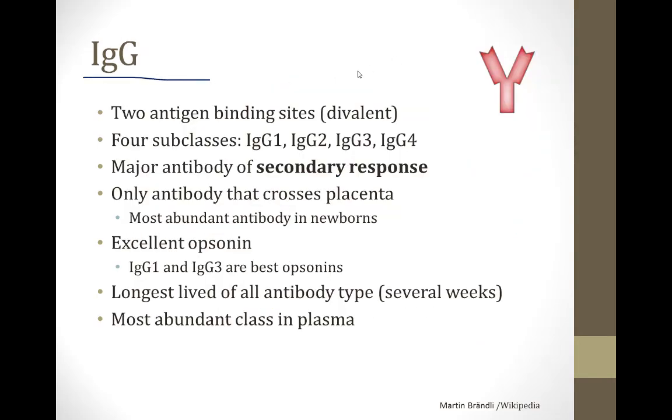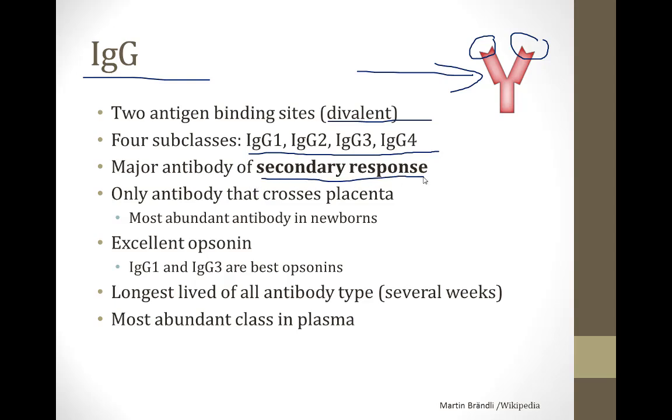IgG is a monomer. This is a picture of IgG right here. It's not a pentamer like IgM. It has two antigen binding sites. It's called a divalent antibody for that reason. There are 4 subclasses of IgG called IgG 1 through 4. And this is the most important antibody in a secondary response.